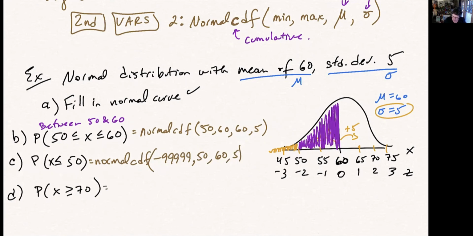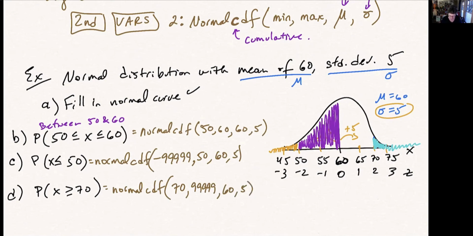Okay, so now more than 70. What does that look like? More than 70, here's 70. I'm doing more than 70. Okay, so my minimum is 70. That's my leftmost number. My rightmost number, well, again, I don't know where it ends, so just pick a really big number. And I'm just going to do a bunch of nines. I do about 5 nines usually. Okay, and again, then our mean is 60. Standard deviation is still 5.